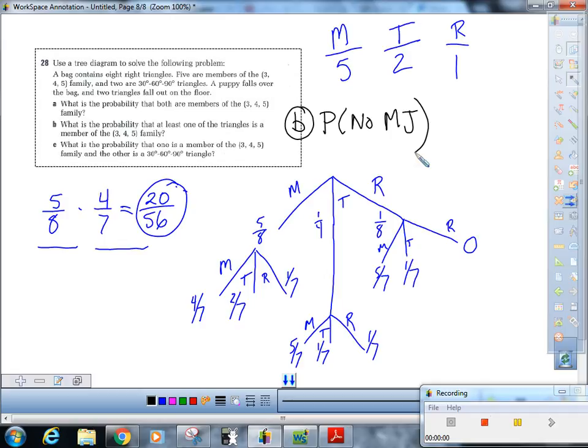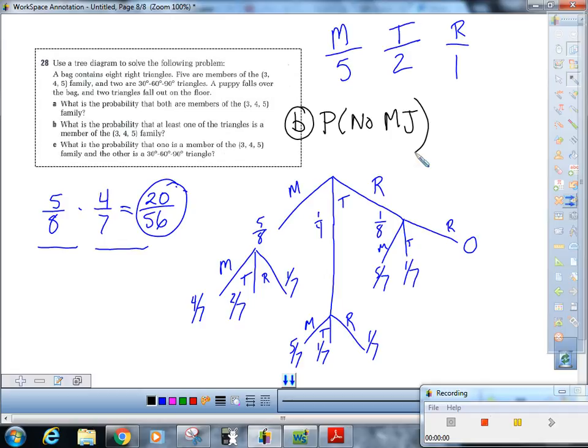Well, if I wanted to do at least one, I have to do so many scenarios. What's the probability that I selected a 3, 4, 5 and then 30, 60, 90? A 3, 4, 5 and then a random? A 3, 4, 5 and then a 3, 4, 5? A random and a 3, 4, 5? You know what I'm saying? Instead, let's just find the probability that we don't select one.